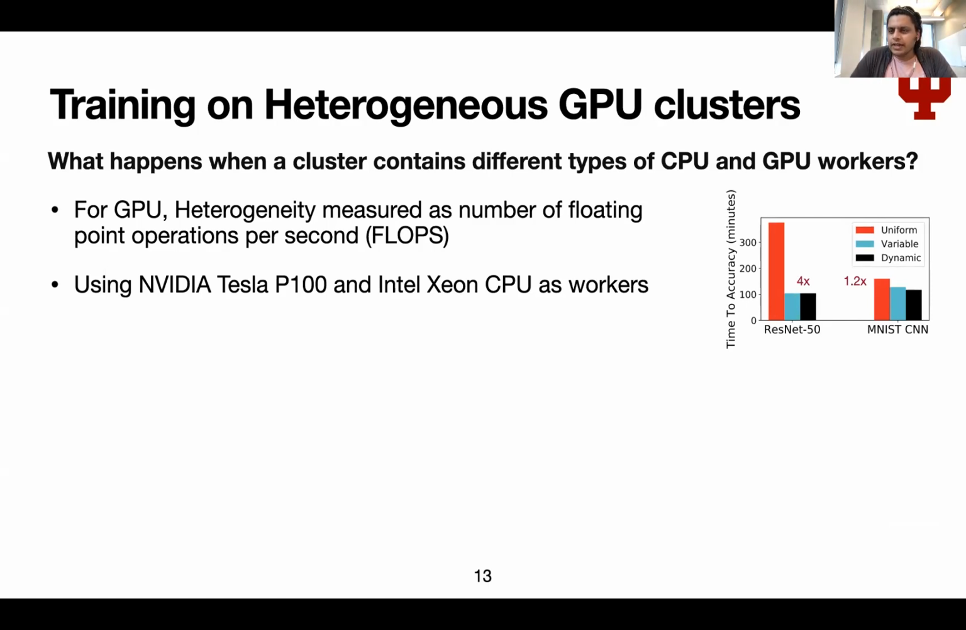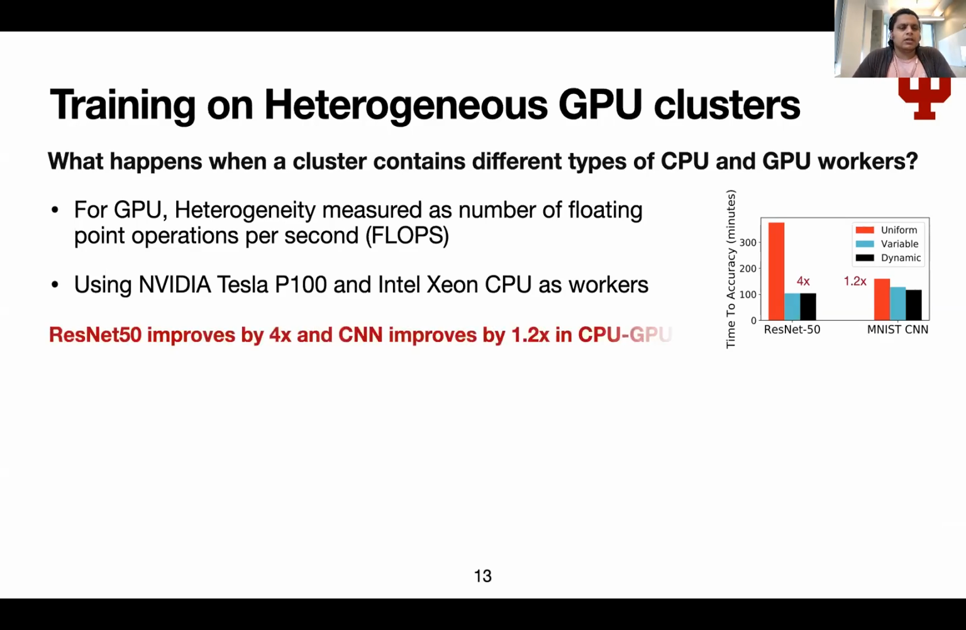Here, red is the uniform batching, which is running the same mini batch on all the workers. Variable batching is the throughput approximated, mini batch adjusted training. And dynamic is where periodically we check the resource requirements, compute the error, apply the dead bands, and update the mini batch sizes accordingly. So ResNet improved by 4x and CNN improved by 1.2x in the GPU CPU mix.